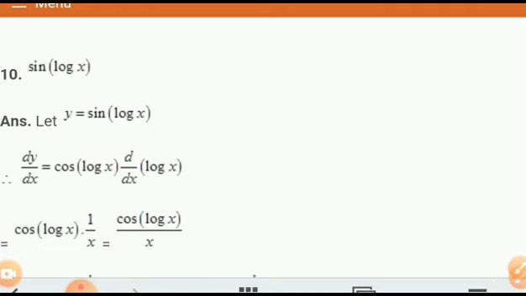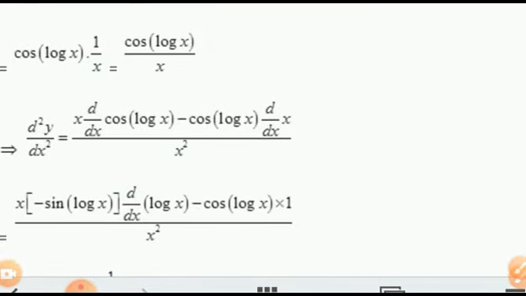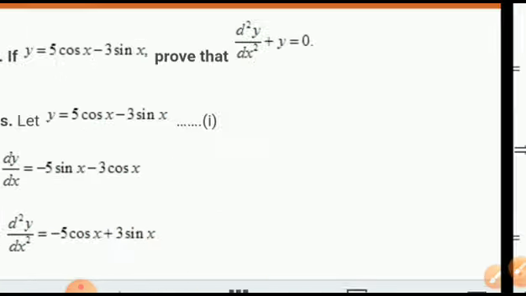Okay. Again the same. Either multiply that x to the left hand side, then make use of your u into v rule. Okay. Here they have used your quotient rule and they have found the answer of d2y by dx square.